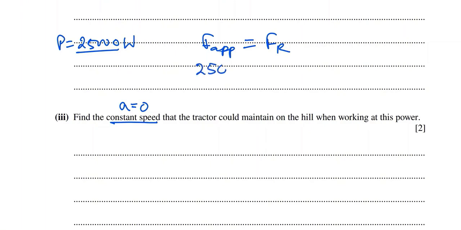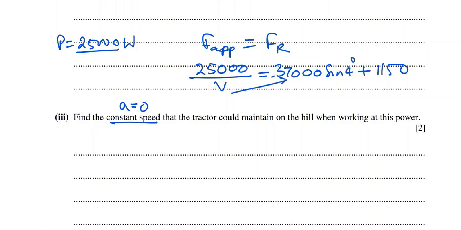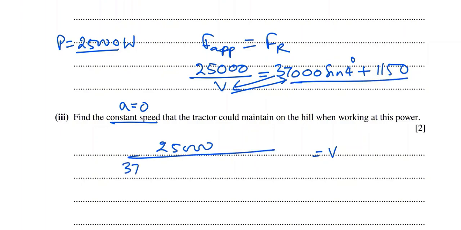So applied force will be 25,000 divided by the constant speed you want, equal to the resistive forces were 37,000 sine 4, because weight did not change, so this resistive force will remain same, and 1150 is another resistive force which is remain same. So now, let's exchange the places of V and this part. So V will come to the right side, and 25,000 is still where it is, but due to cross multiplication, this whole thing will become the denominator here. 37,000 sine 4 degrees plus 1150. Put this in the calculator and we will get the answer. What I'm getting is 6.7 meters per second.